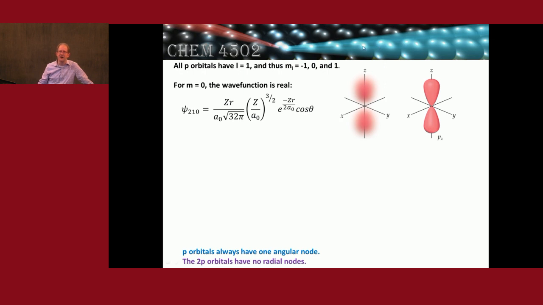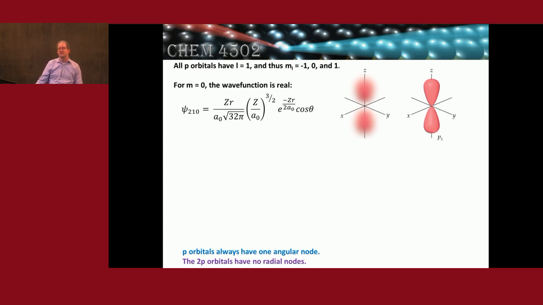But when we multiply that cosine theta times that radial function, we get that it has this lobed structure that points along the z-axis. That lobe points along the z-axis. This is why we call this a pz orbital. We call it a pz orbital, psi 2, 1, 0. In fact, whenever m sub l is equal to 0, we get a wave function that points along the z-axis.